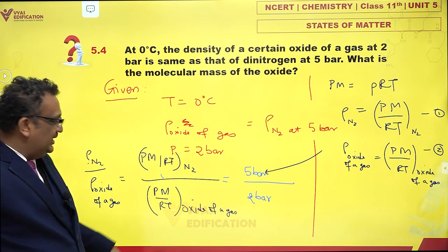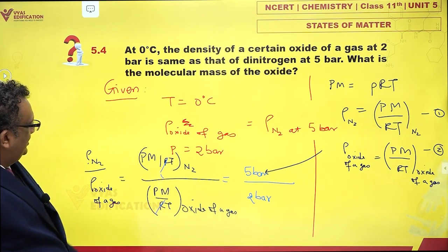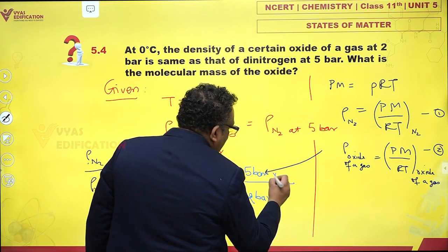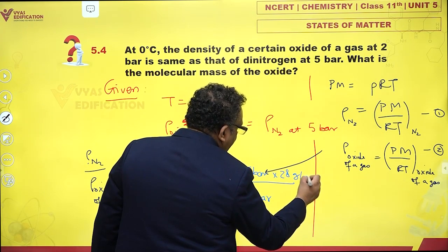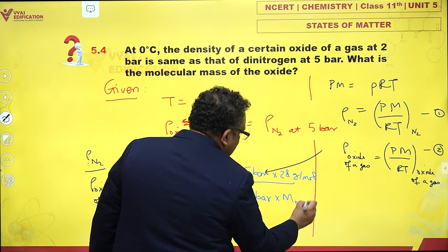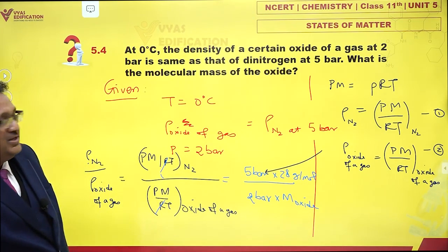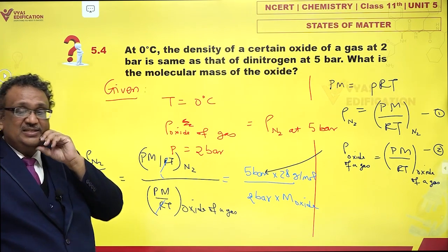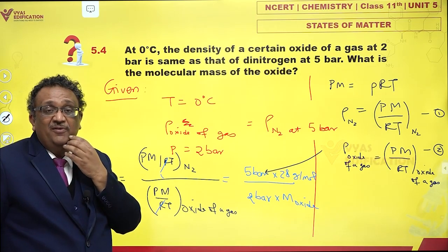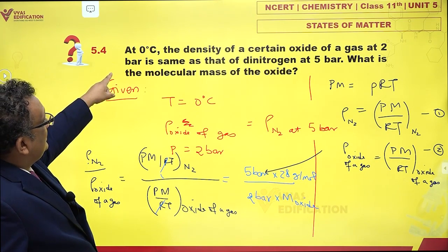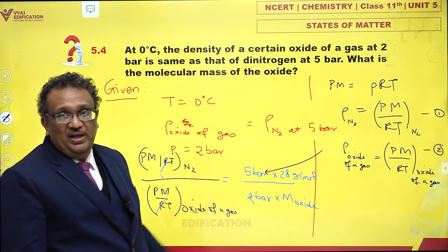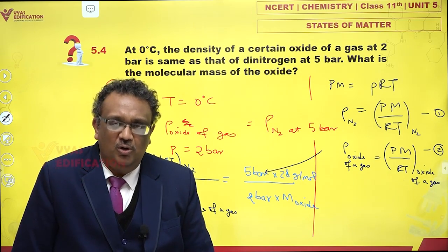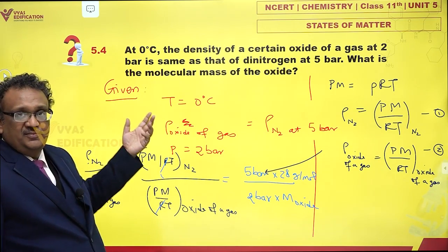R is the molar gas constant. It is constant, it cancels. Molar mass of nitrogen, do I know it? Yes. Molar mass of nitrogen is 28 grams per mole. And molar mass of oxide we are supposed to find. What about temperature? Temperature is 0 degrees Celsius, this is the way it has been given. The student may be confused that it could mean that 0 degrees Celsius is the temperature of a certain oxide of gas. It does not mention clearly whether it is applicable to nitrogen also or not. But since no other data is given, we have to assume that.